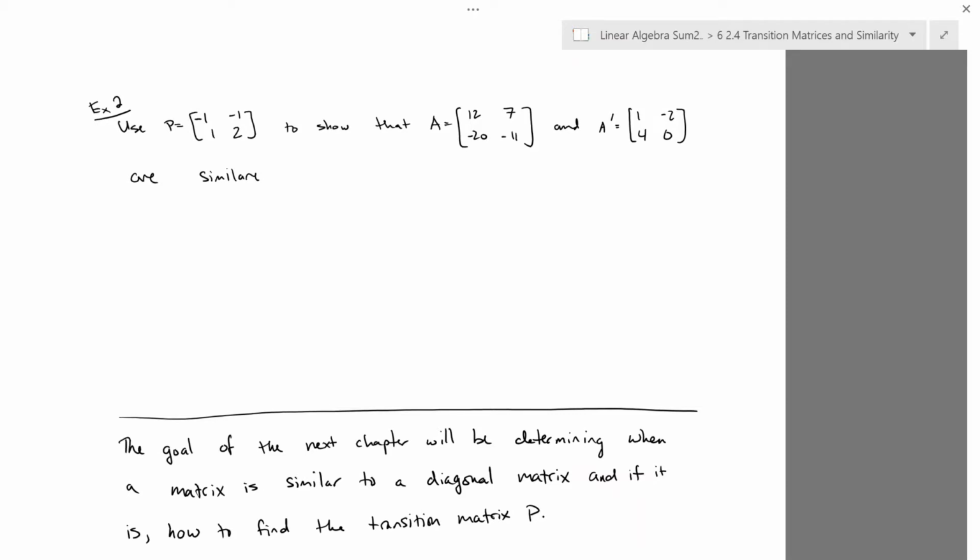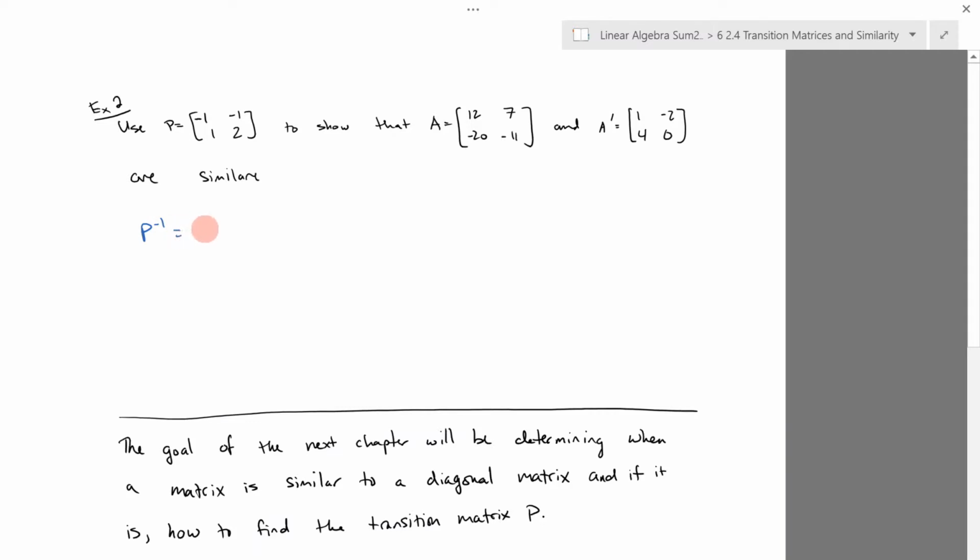Okay, so in this example, we're given two matrices A and A prime, and we want to show that they're similar to each other. In general, if you're only given the two matrices A and A prime and you want to see if they're similar or not, that's somewhat difficult. So to make things a little bit easier, you're also given the matrix P. And so basically now to show A and A prime are similar to each other, we just need to carry out the matrix multiplication, P inverse AP. Since P is given to us, we can easily calculate P inverse.